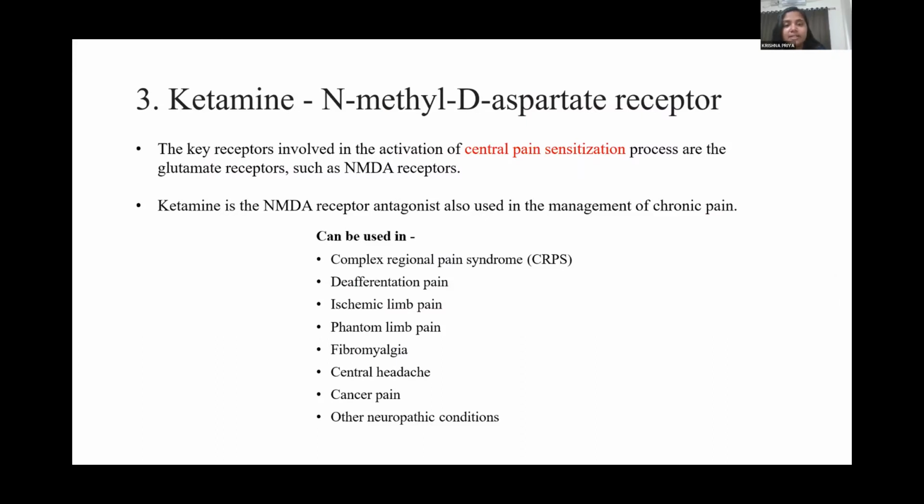The third category is ketamine, which is an NMDA receptor antagonist. The key receptors involved in the activation of the central pain sensitization process are the glutamate receptors, such as NMDA receptors. So ketamine is an NMDA receptor antagonist, which can also be used for chronic pain. It can be used in complex regional pain syndrome, deafferentation pain, ischemic limb pain, phantom limb pain, fibromyalgia, central headache, cancer pain, and other neuropathic conditions.